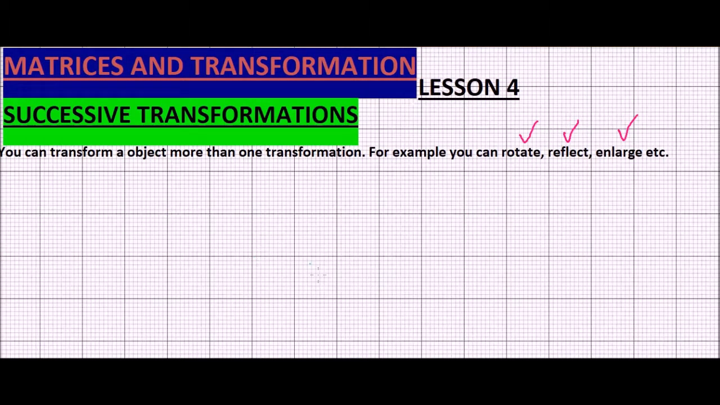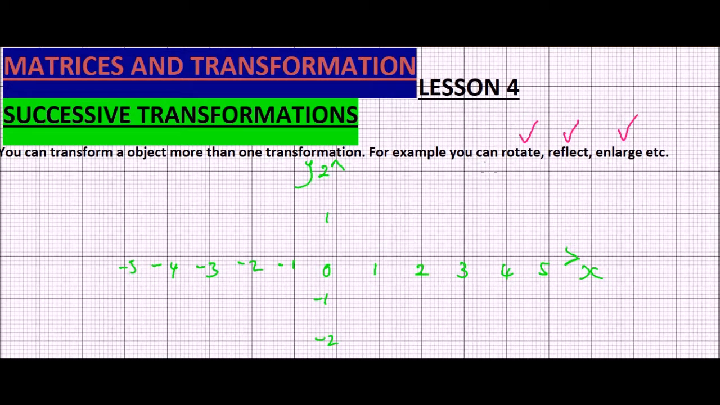So let's prepare our Cartesian plane. This is 0, this is 1, 2, 3, 4, 5. So that's our x-axis. Then we have here 1, 2, and minus 1, minus 2, minus 3, minus 4, minus 5. And here we can have minus 1, minus 2. So this is the y-axis.